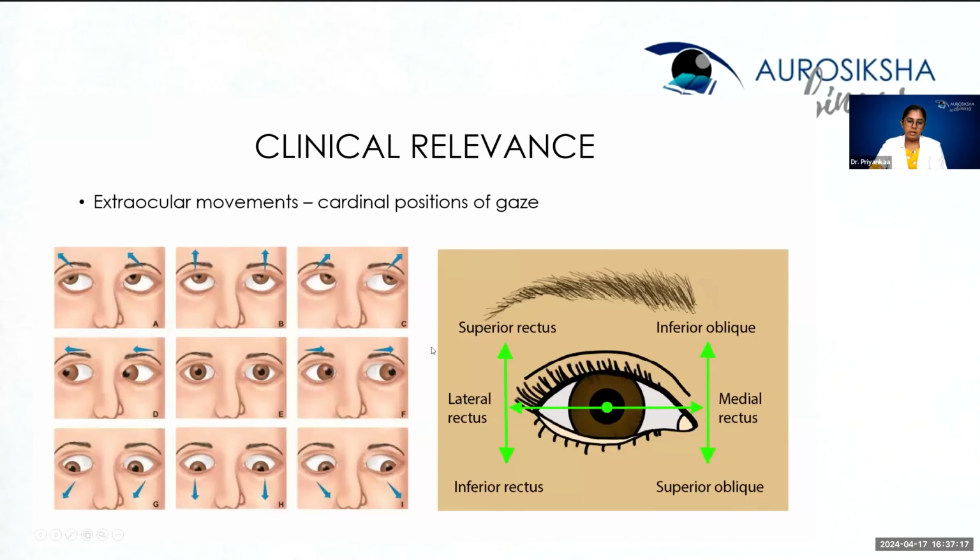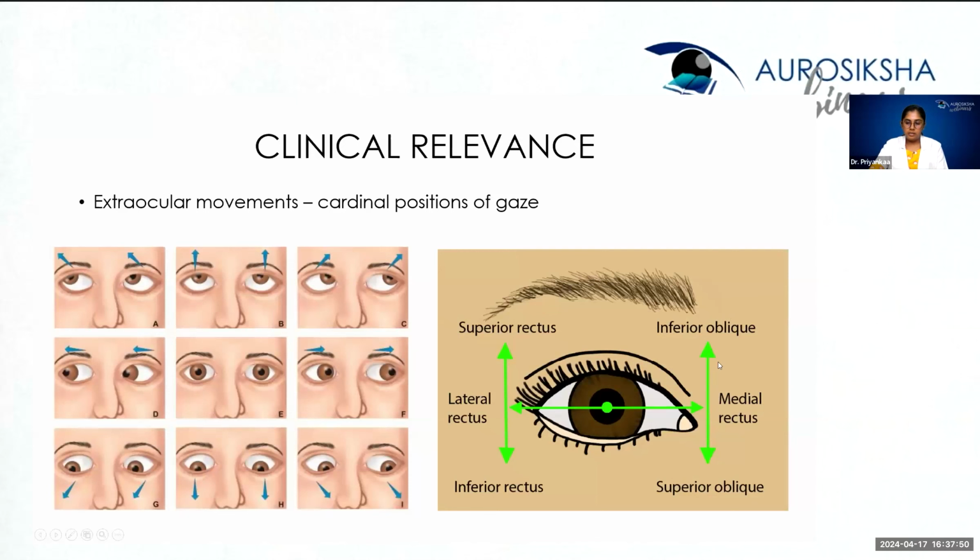The individual muscle action can also be checked on this extraocular movement by telling the patient to trace a letter H. As you can see, when you tell the patient to look here or towards the nose, we are checking the medial rectus. When you are telling the patient to look in this side or away from the nose, we are checking the lateral rectus. Similarly, if we tell the patient to look out and from there look up, we are checking the superior rectus, and from look out to look down, we are checking the inferior rectus.